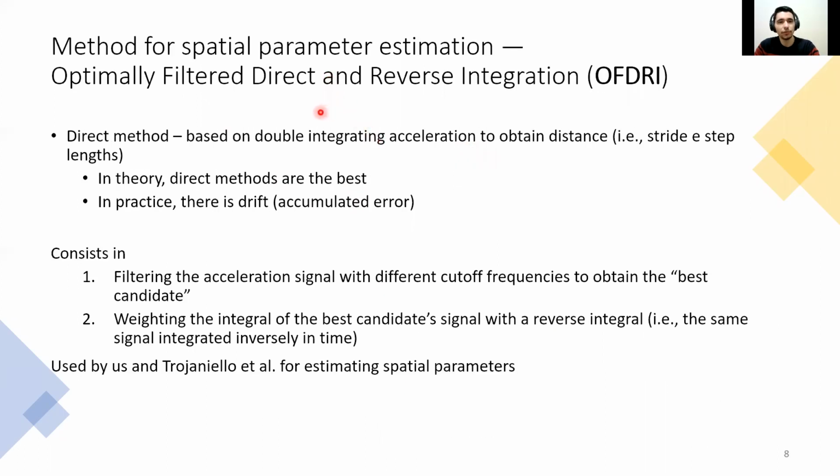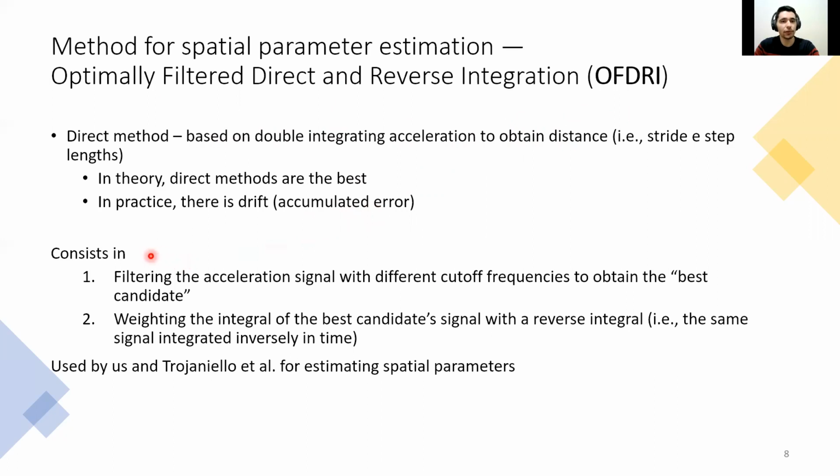The method we chose for spatial parameter estimation is the optimally filtered direct and reverse integration, or OFDRI for short. It's a direct method because it's based on double integrating acceleration to obtain distance. And in theory, these methods are the best because they're based on physics. But then in practice, there's drift, which is accumulated error.